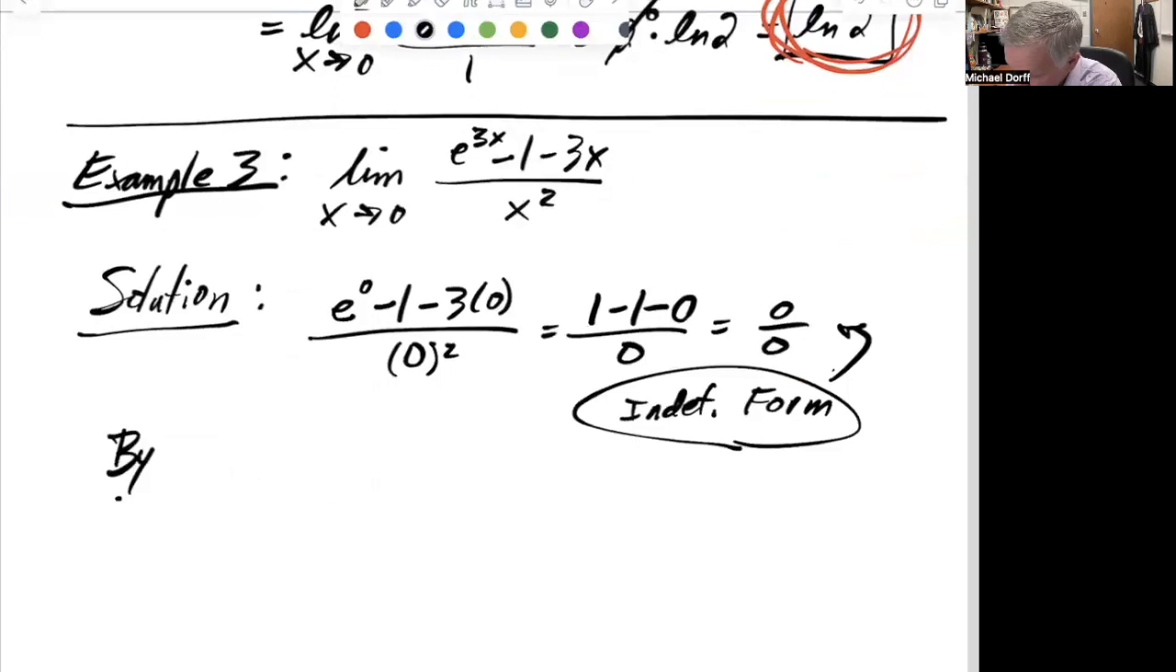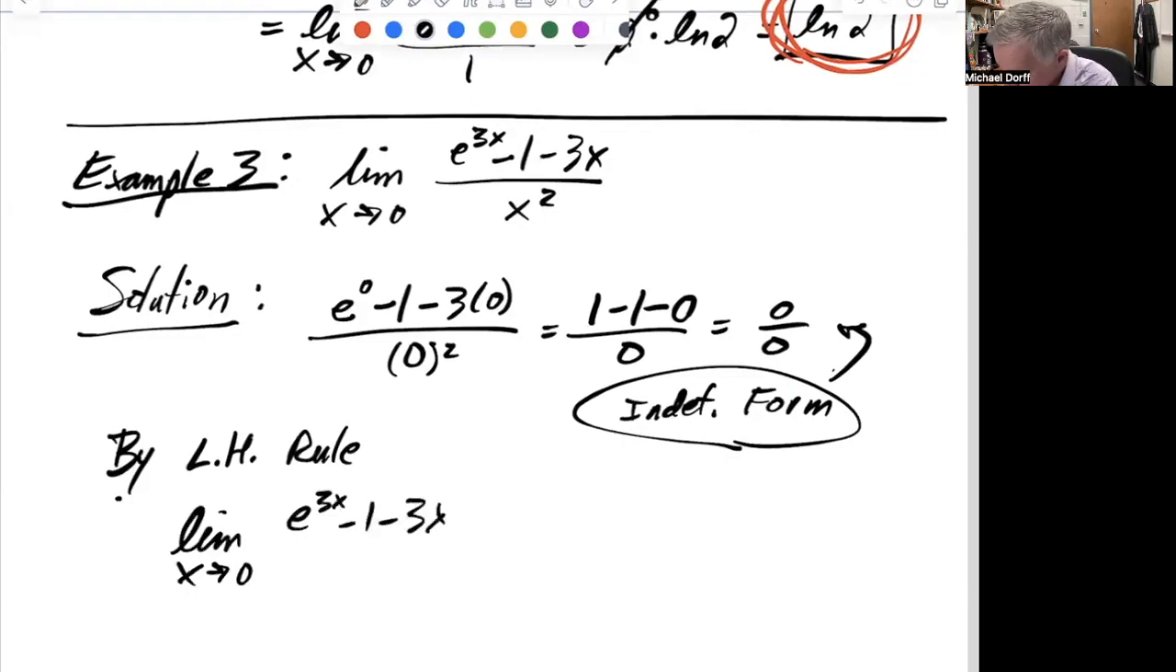So by L'Hopital's rule, we get the limit as x goes to 0 of (e^(3x) - 1 - 3x) over x squared. And L'Hopital's rule then says, when I do this, I'm going to take the derivative of the top.